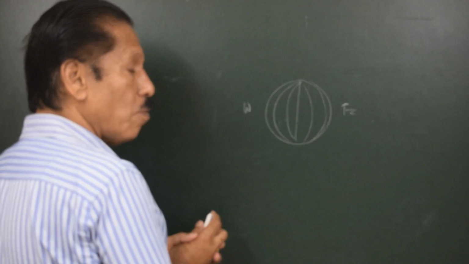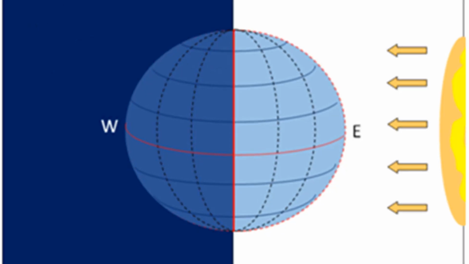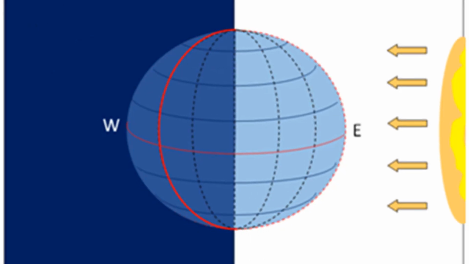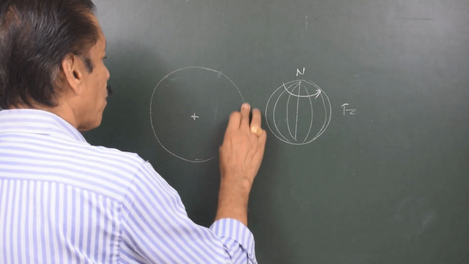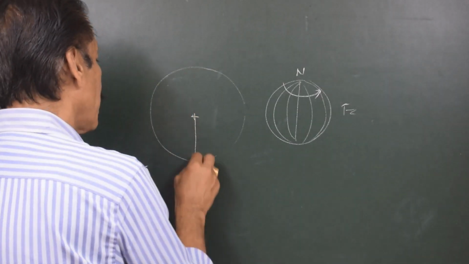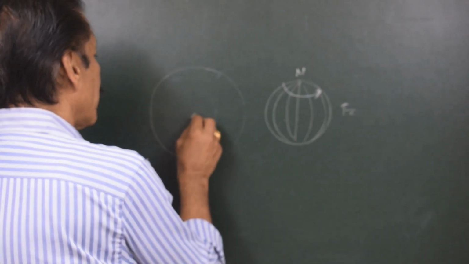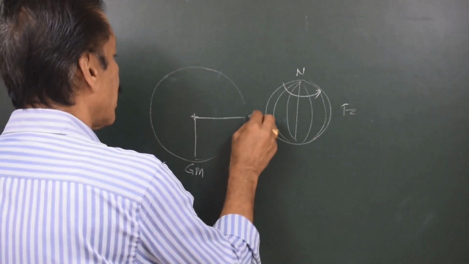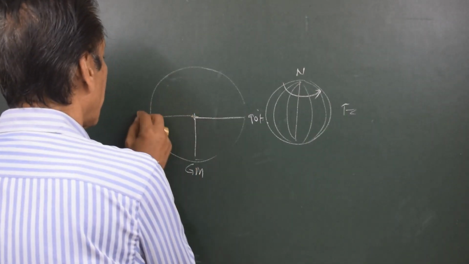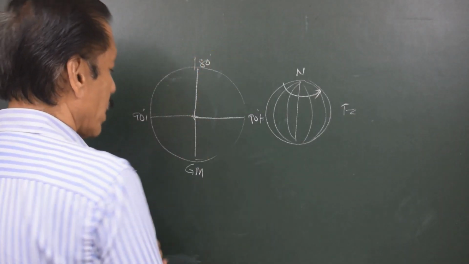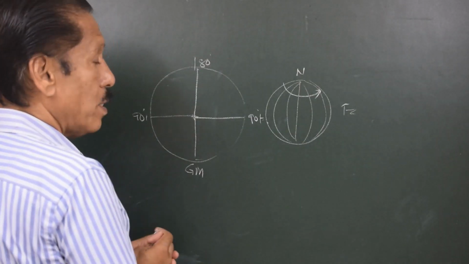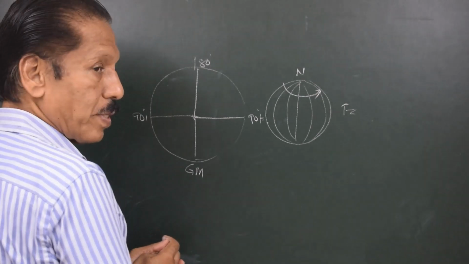The Earth spins from west to east, which means the Earth spins this way. If we look at the Earth from the top of the North Pole, this is the Greenwich Meridian. This is 90 degrees east, this is 90 degrees west, and this is 180 degrees east-west. So Earth spins from west to east.